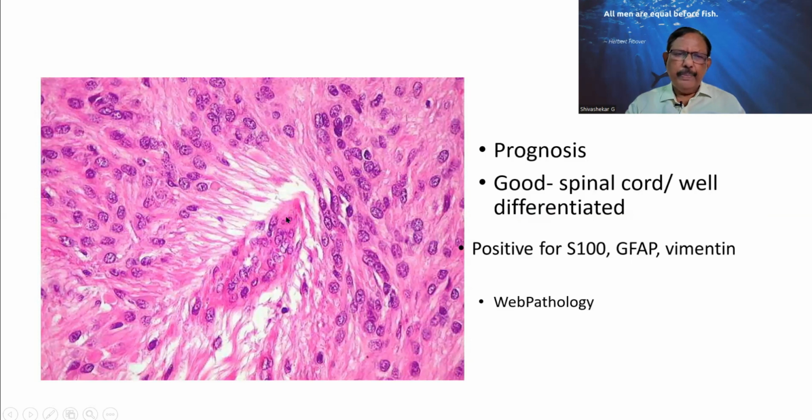Now, a fantastic picture again. I am able to see these elongated cells and there is a core and the nucleus is all tending to be away from the center. So this is the kind of basement membrane that's formed and usually the nucleus should be adjoining the basement membrane, but it is far away. So this is called as reverse polarity. It can be positive for S100, GFAP or Vimentin. Thanks to web pathology for this picture. The tumor is well differentiated.